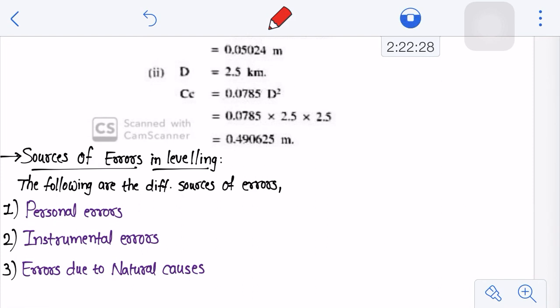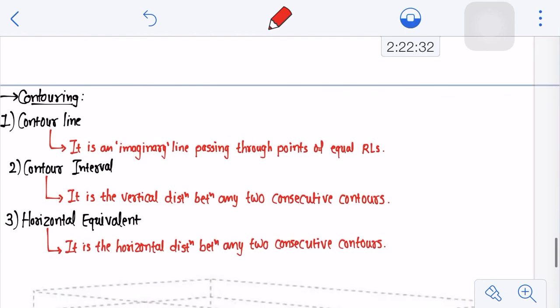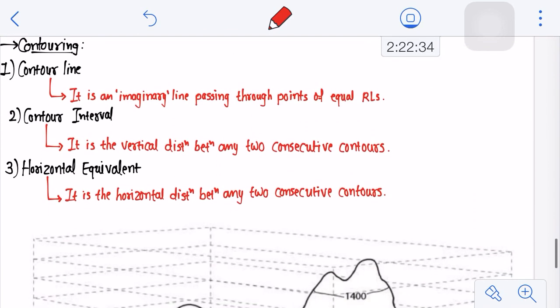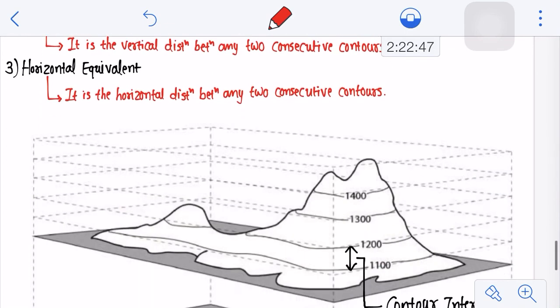And now finally, as I've said, as a bonus or simply a small topic of contours, I'll discuss with you very quickly. Now contour, as we know very well, one of the applications or the objectives of leveling says that to prepare topographical map or contour map. So what is this contour now, right? So let me give you an idea how it will look like.